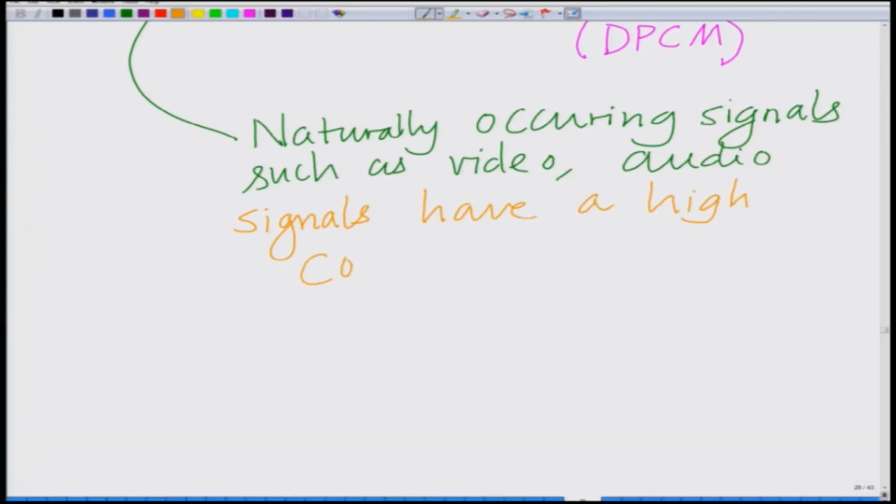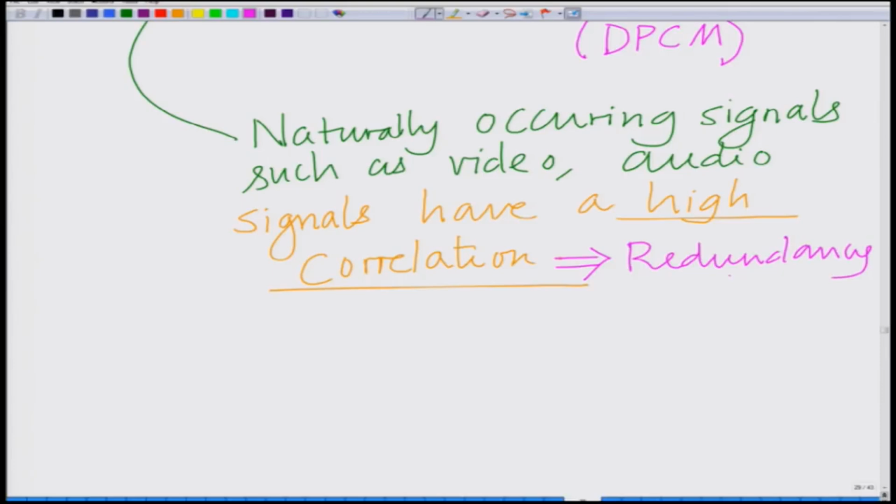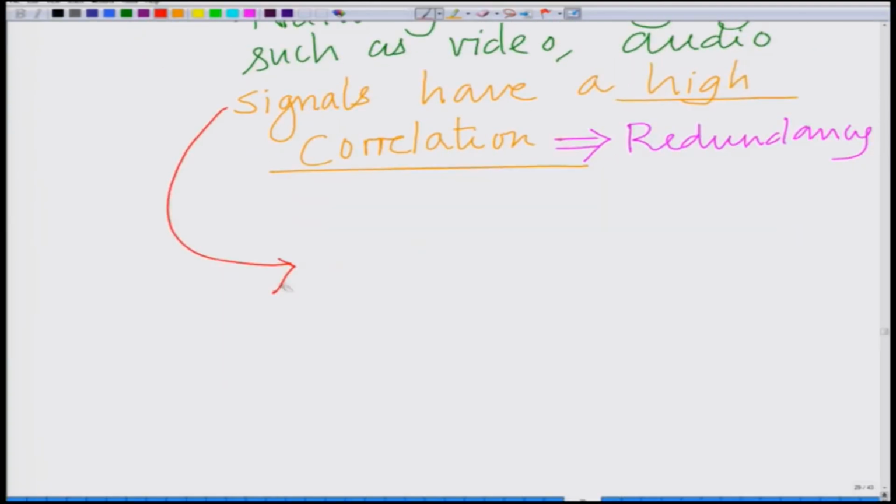are very highly correlated. High correlation also implies that these have a very high redundancy. Therefore, the bit rate can be significantly reduced by reducing the redundancy.